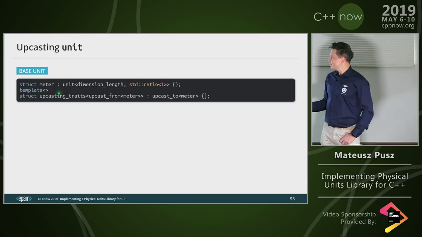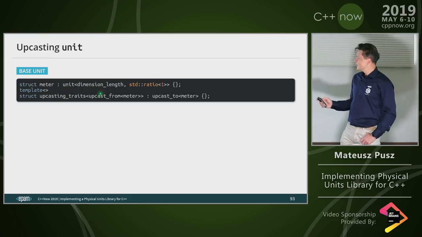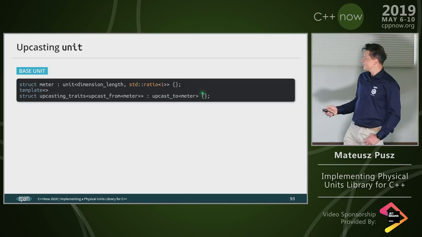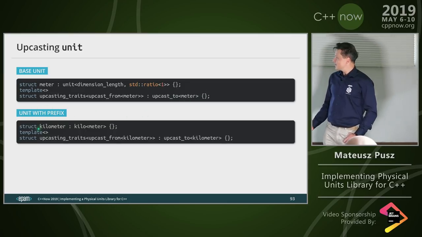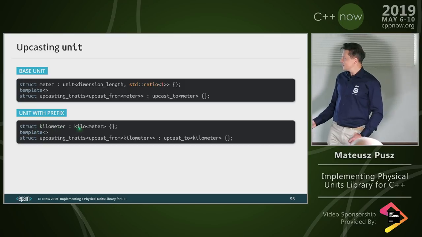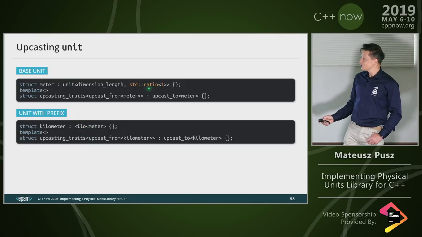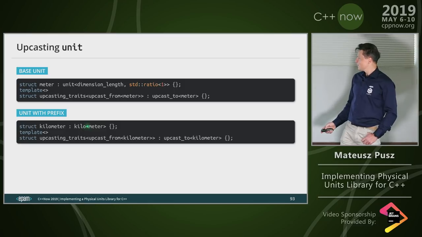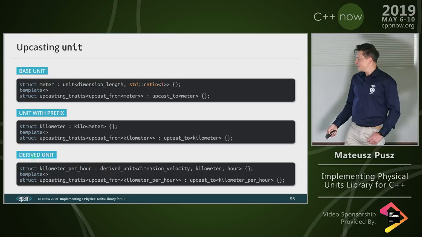With unit, we have the same. Meter derives from unit, and we have upcasting traits, upcast from meter, upcast to meter. We can define a unit with a prefix, like kilometer is a kilo meter. It will also define, this is a helper alias, exactly a unit with the good ratio, the ratio defined by kilo. And again, upcasting traits.